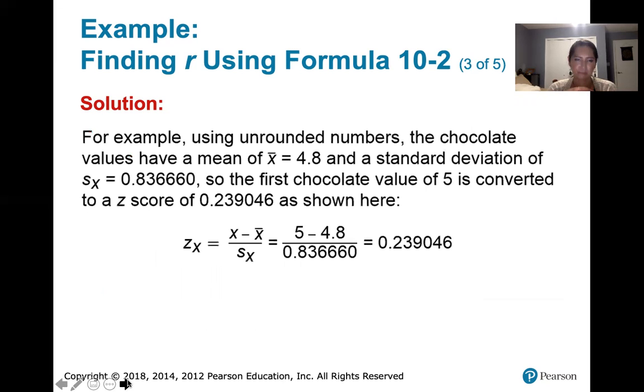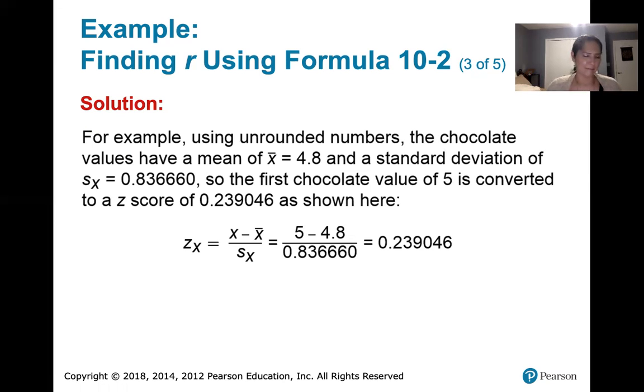So for example, if we're using unrounded numbers, the chocolate values have a mean of 4.8 and a standard deviation of approximately 0.836660. So our first chocolate value of 5 would be converted to a z-score using this formula, and that's approximately 0.239046. You're going to do that for all 5 of those values. You can see why this is computationally intensive. You've got to compute this, and then you've got to do this for all of the x values, all of the y values, multiply, then add, and then divide by n minus 1.